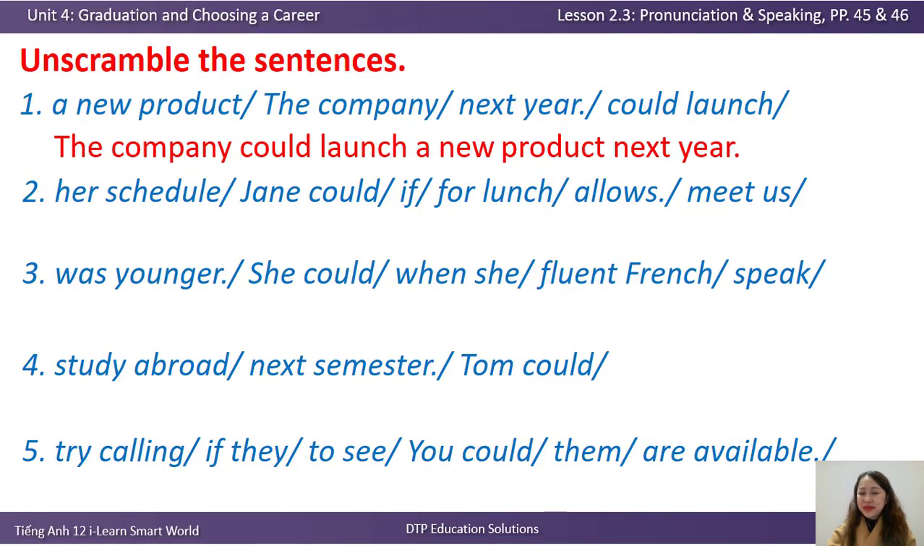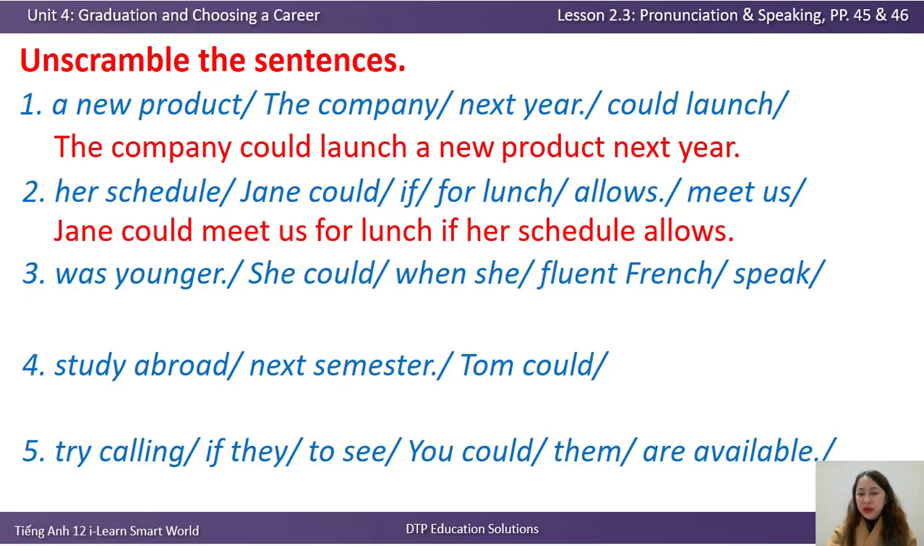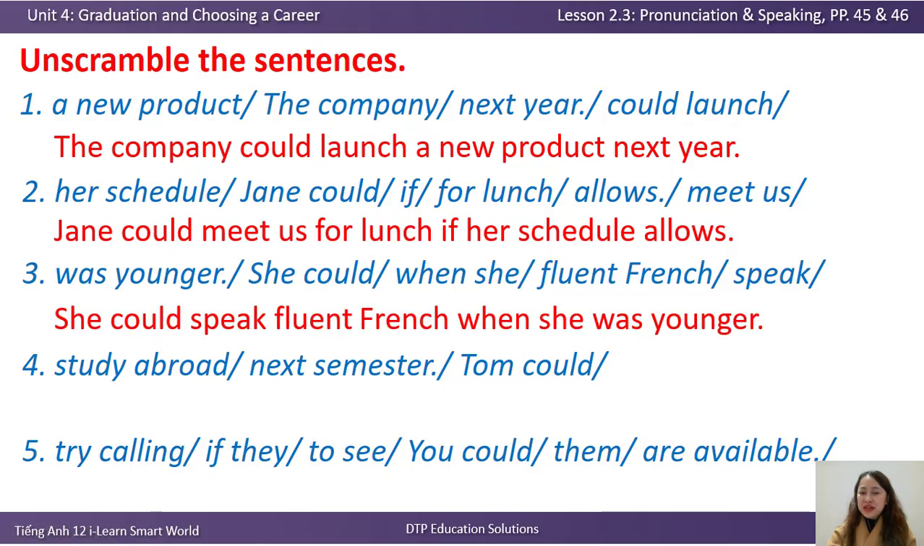Okay, number 2. Give your answer please. Okay, could also shows possibility. Jane might be able to join us for lunch, but only if her schedule permits. If introduces a condition that makes the possibility happen. Number 3. Yes, correct. The sentence uses could to talk about a past ability. When she was younger, she had the ability to speak French fluently. We use could to describe an ability someone had in the past.